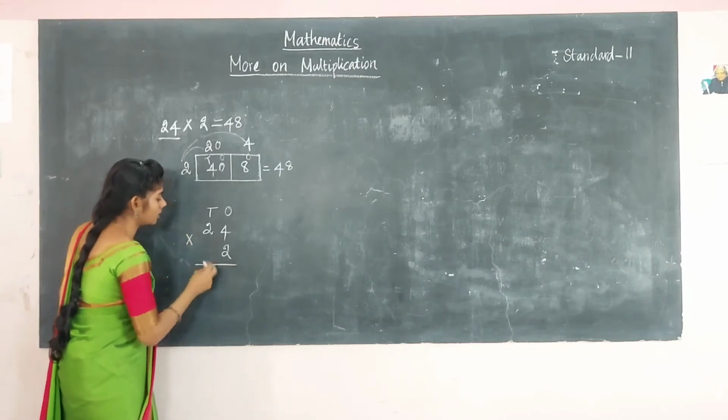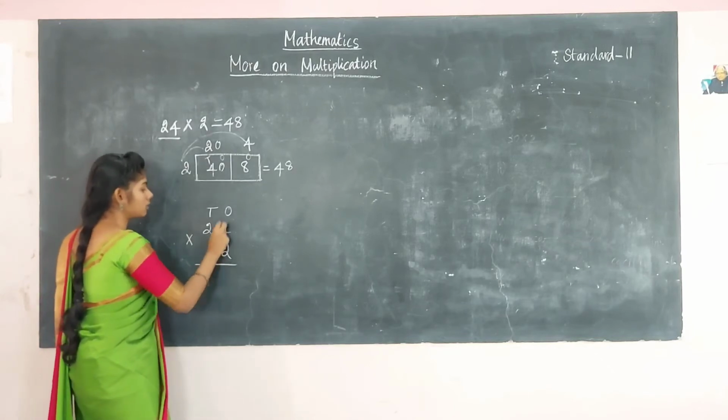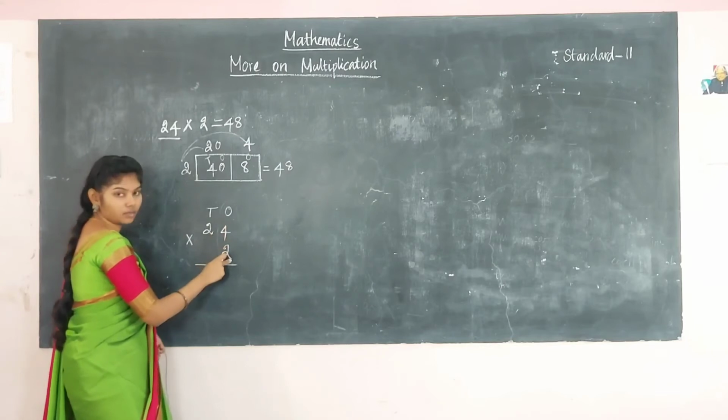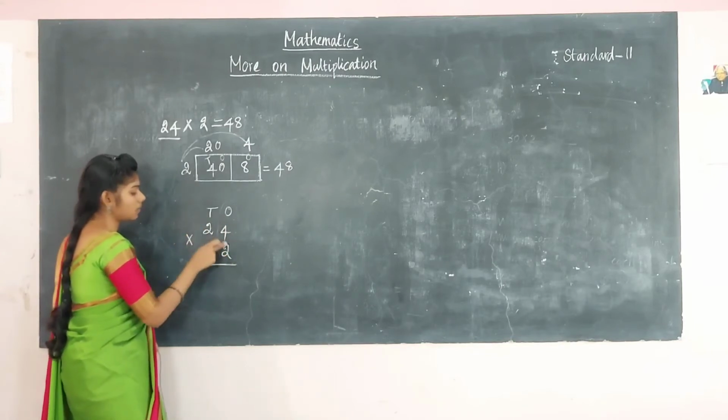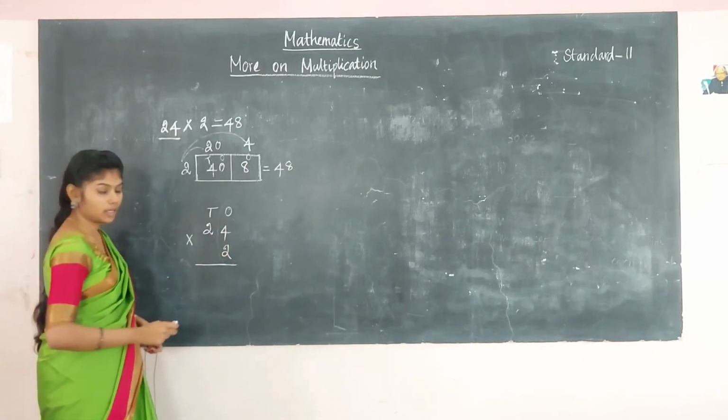For multiplication, you have to write the symbol first. And now what you have to do is ones place and the ones place. First you have to multiply ones place and the ones place, and then tens place and the ones place you have to multiply. So 4 2s are 8.